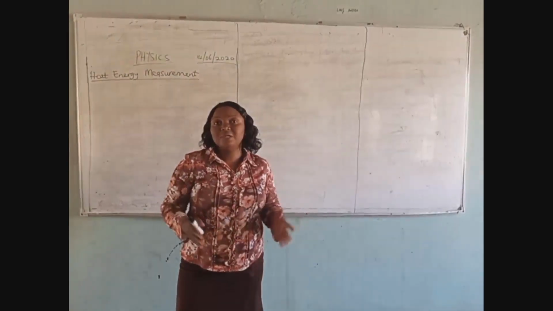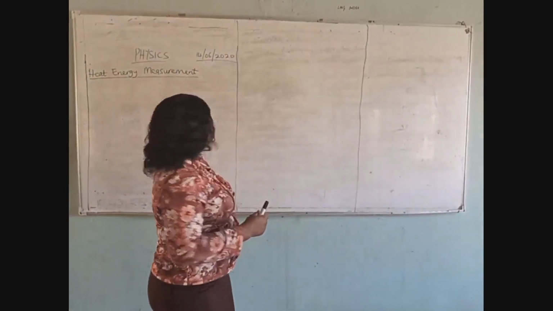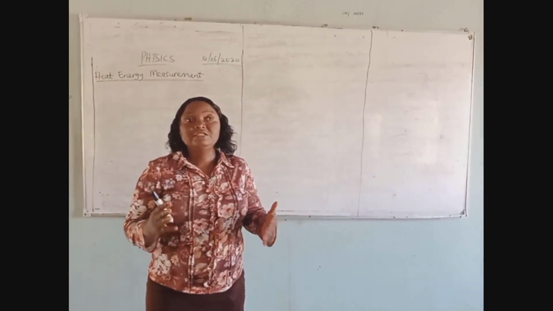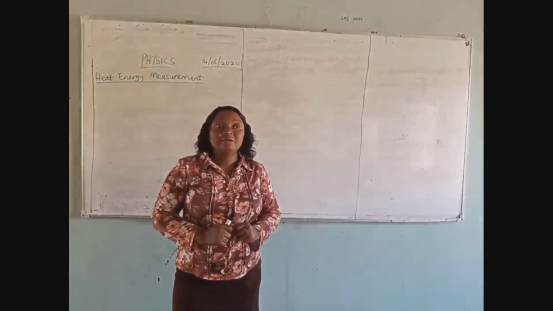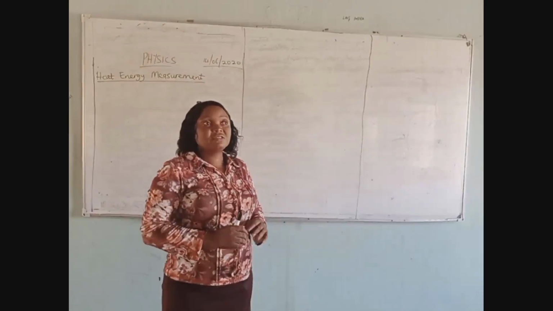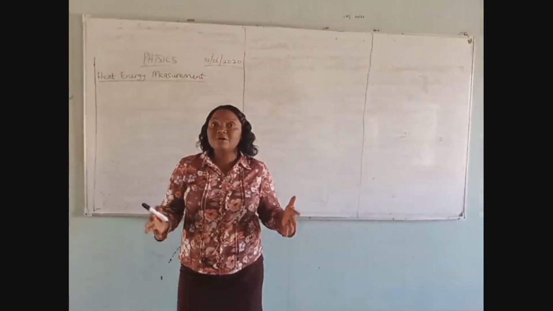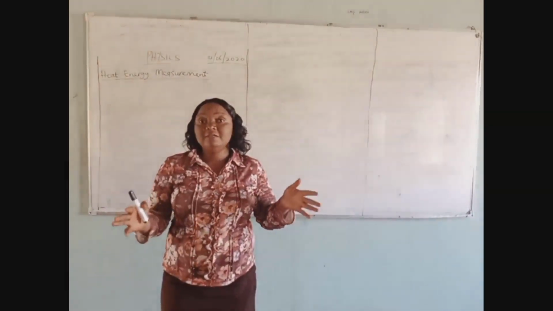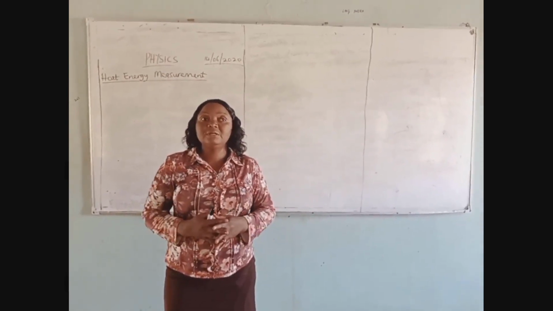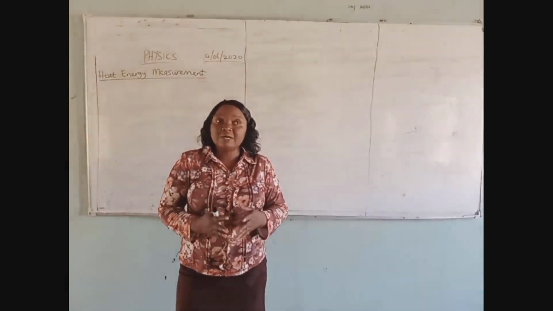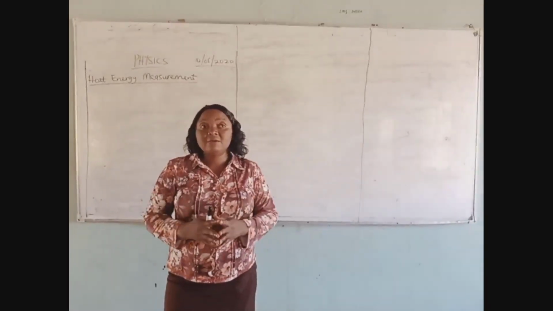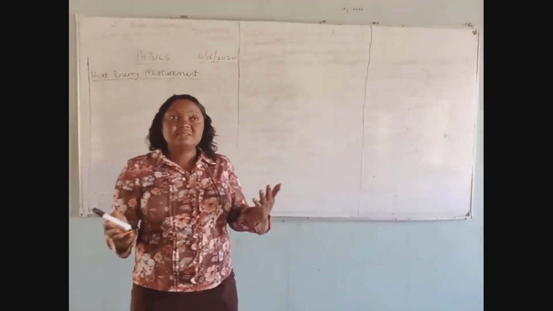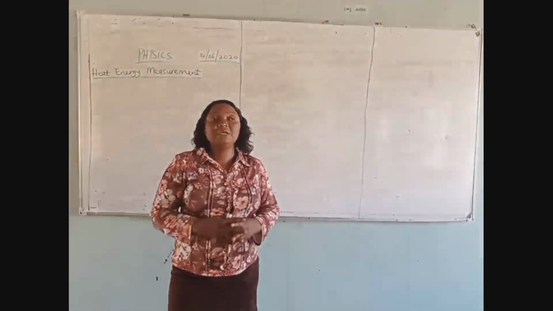If you can remember, last week we treated heat energy measurements. Under it, we discussed some subtopics like specific heat capacity. So we discussed different methods that can be used to measure specific heat capacity, like the method of mixtures and the electrical method. So specific heat capacity can be calculated using any of these methods. Today I will summarize it before we go into our new topic.